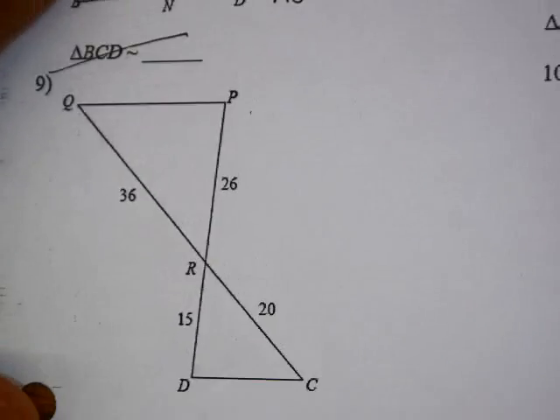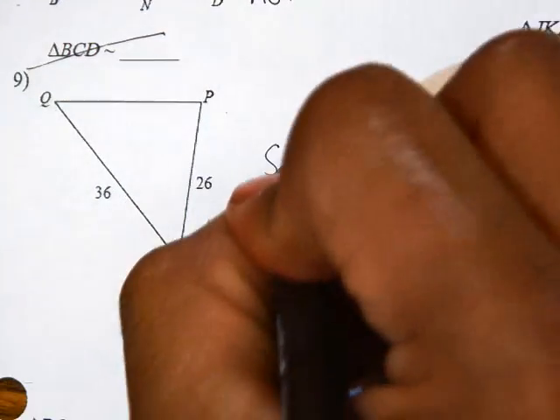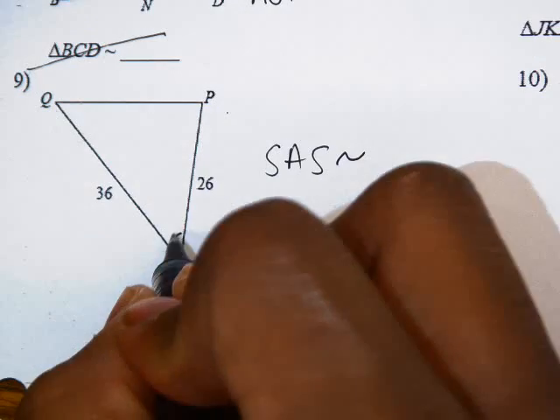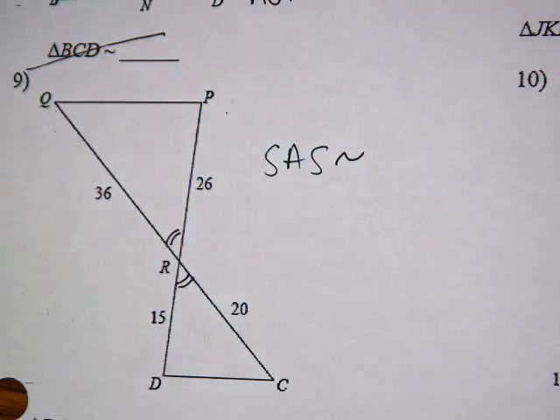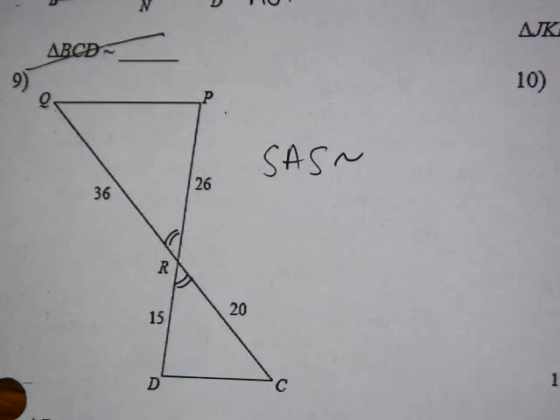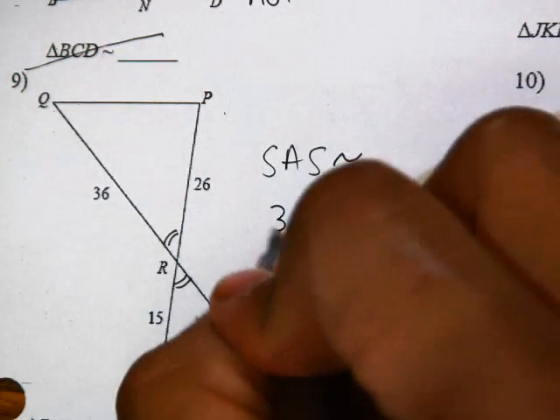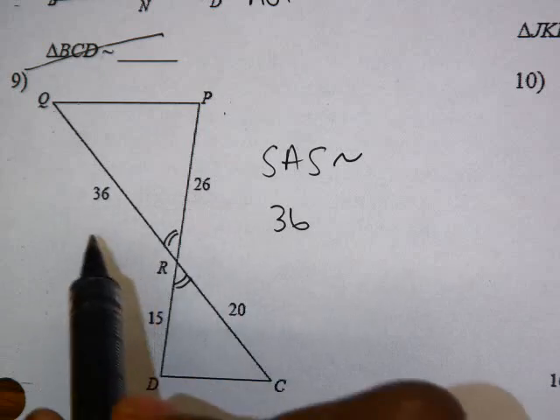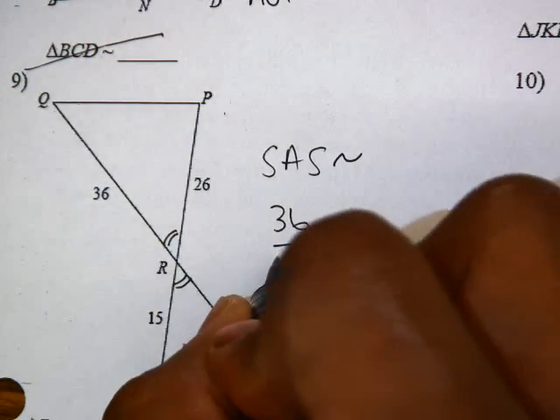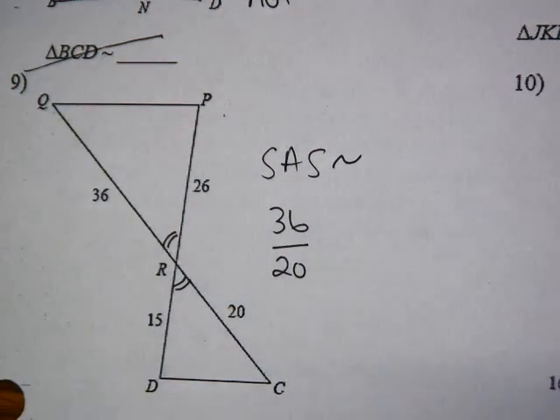Number 9 looks to be about the same. It looks to be side angle side similarity. Again, these are vertical angles here. They're congruent. But let's check and see if the sides are proportional. Again, if I pick 36, that's the larger number from this triangle, it should correspond with 20, which is the larger side from there.